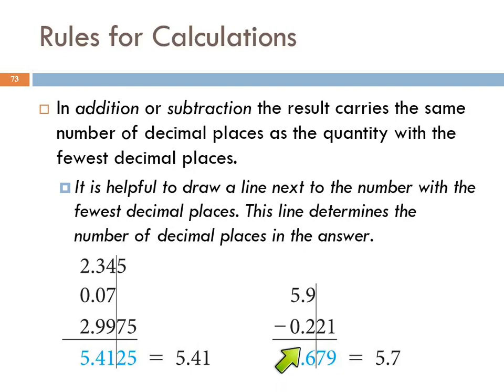So I'm going to keep the 5, I'm going to keep the 6, I'm dropping the 7. Then you ask yourself, is 7 5 or greater? Yes, it is. So I round up and I call this 5.7. Over in this one, I'm keeping the 5, the 4, the 1, I'm dropping the 2. I ask myself, is 2 5 or greater? No, it's less than 5. I'm going to round down. So I just cut those guys off and I'm done.